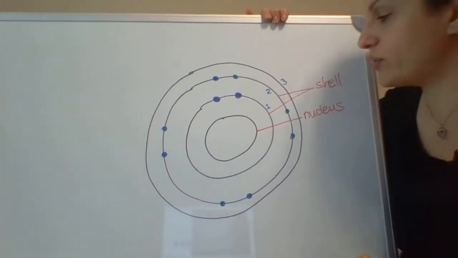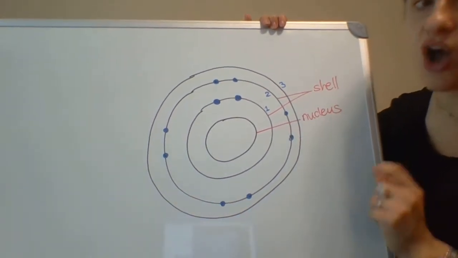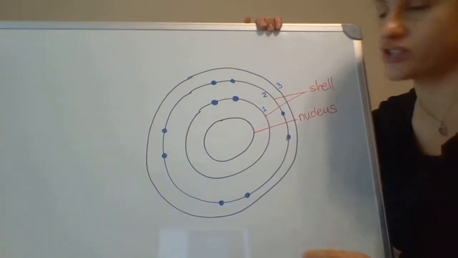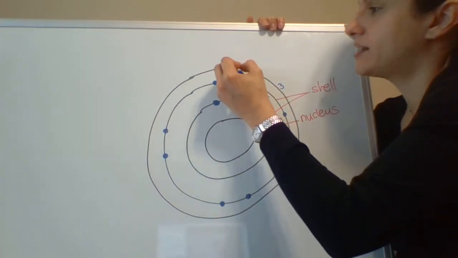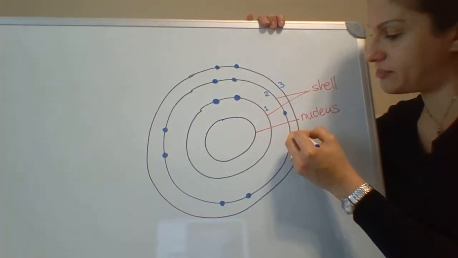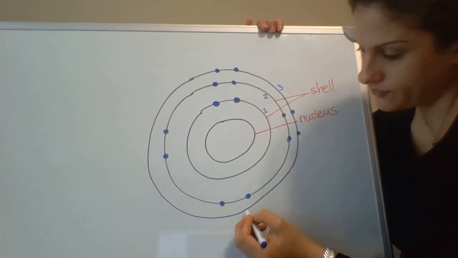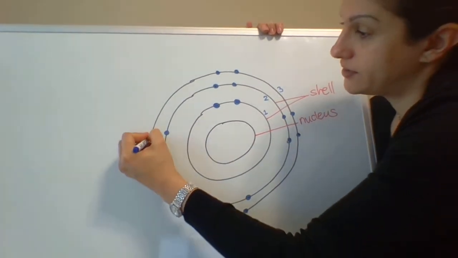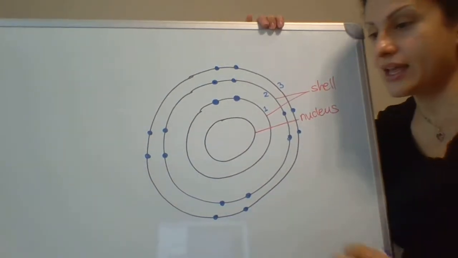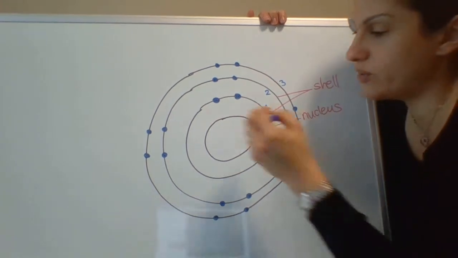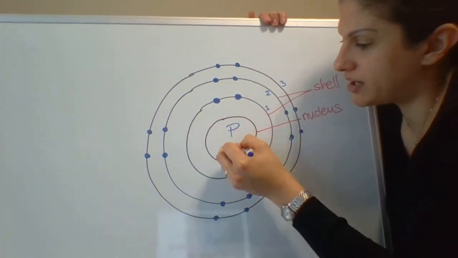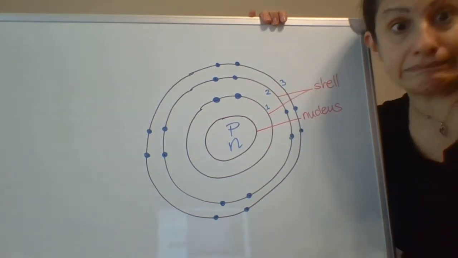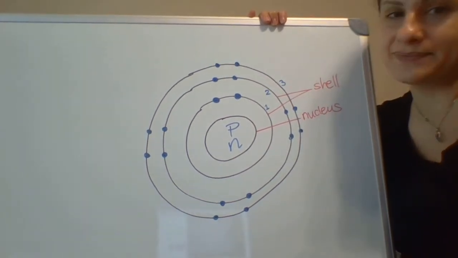And the same with shell number 3. It also can contain a maximum of 8 electrons. And we depict that again by drawing our electrons in pairs in the shell over here. And in this nucleus, we will write down how many protons and how many neutrons are in the nucleus of the atom.